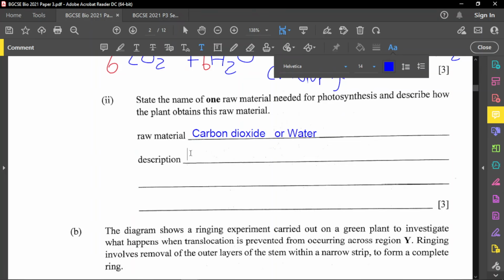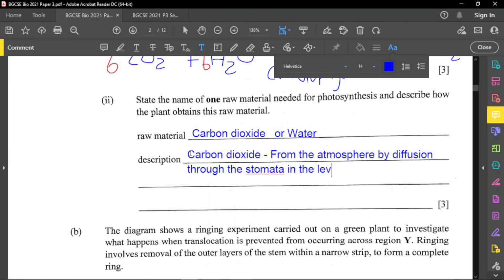That's a different story. Now, describing how the plant obtains carbon dioxide. For carbon dioxide, the plant will get that from the atmosphere, by diffusion. And diffusion is through the leaf, or through the stomata in the leaf. In the leaves. All right, so that could be one of your answers there.